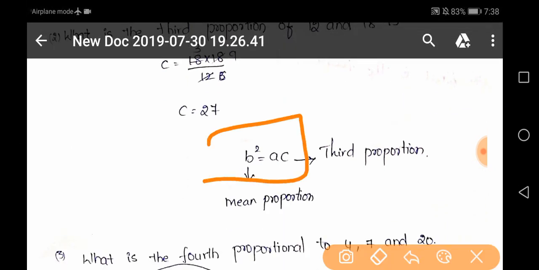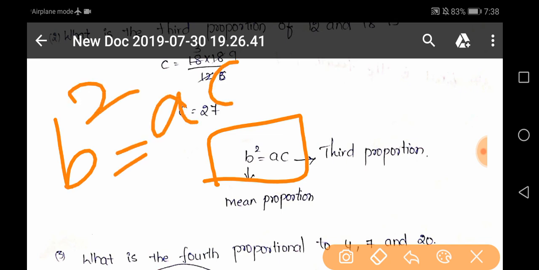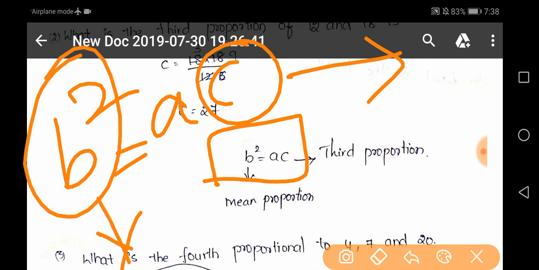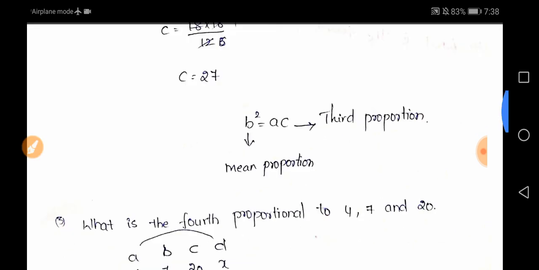We have another formula. We already know that b square equals ac. So c is the third proportion and b is the mean proportion to find. So this is how you will do it. And we have another problem.